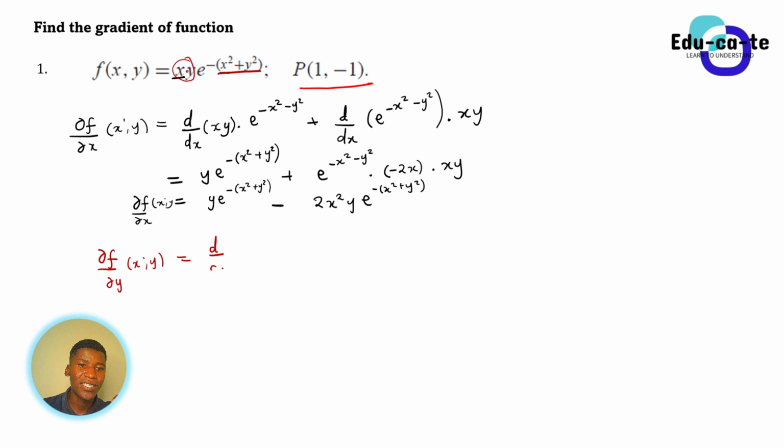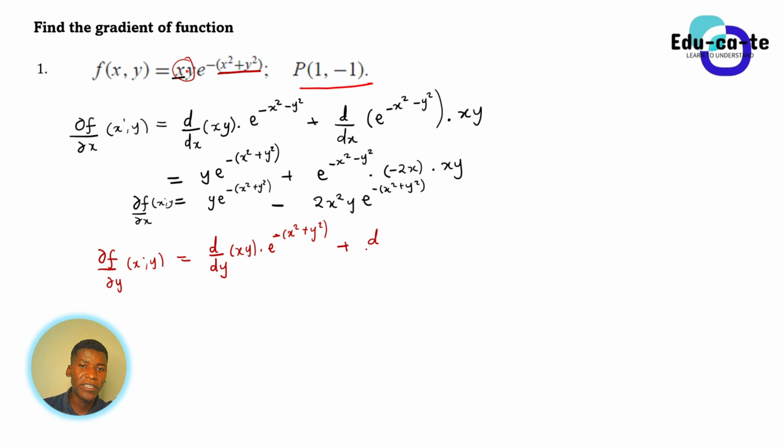We are differentiating in terms of y. We are going to differentiate the first part, which is xy. Then we're going to keep e to the power of negative x squared plus y squared. And then this is plus.